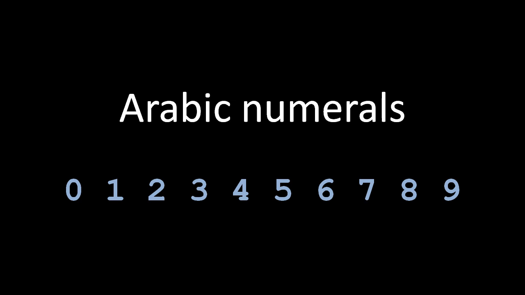Oddly though, in the Arab countries today, they use a different set of numerals sometimes called the Indian numerals, or sometimes called the East Arabic numerals, as opposed to the West Arabic numerals which we use. Whatever you call your symbols, and whatever they look like, the important idea in positional notation is that they have an established order. The order of our numerals is of course 0, 1, 2, 3, 4, 5, 6, 7, 8, 9.